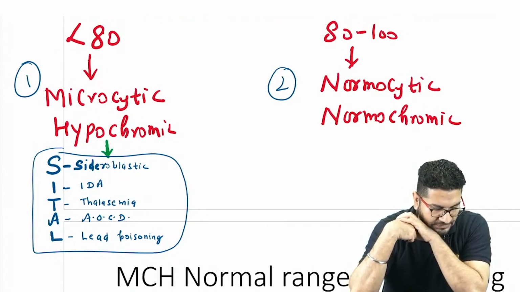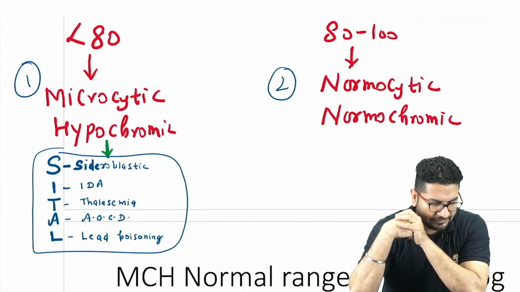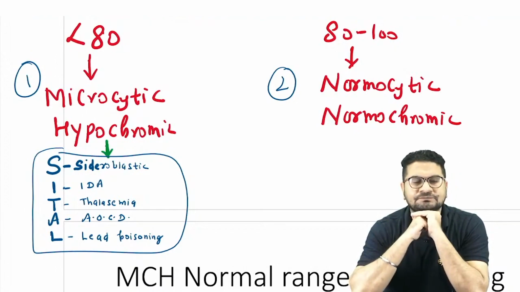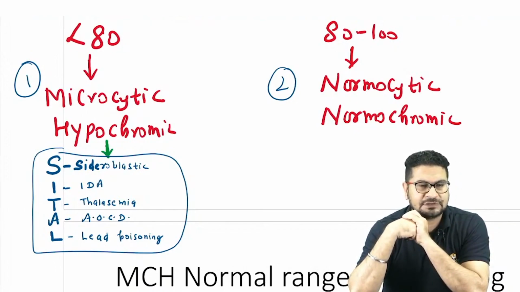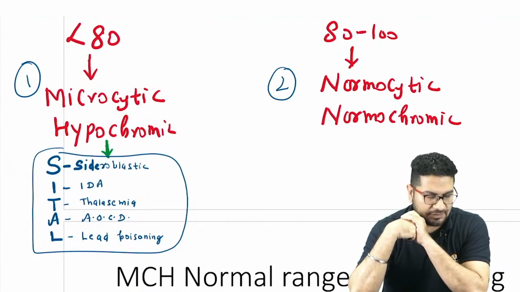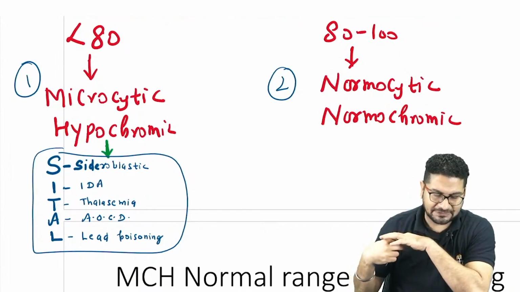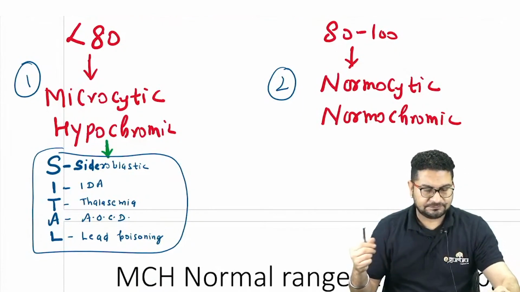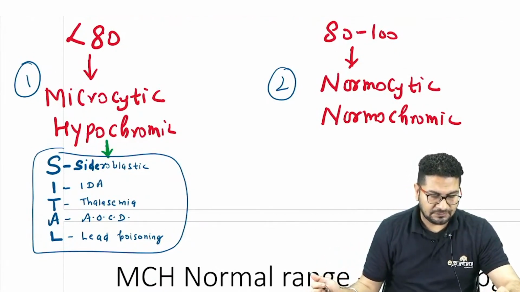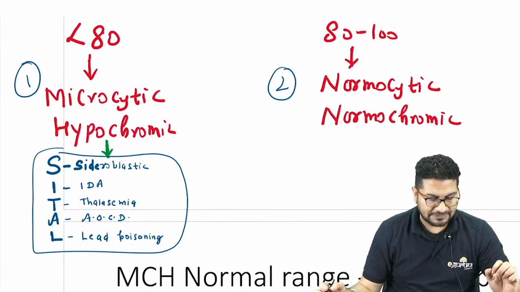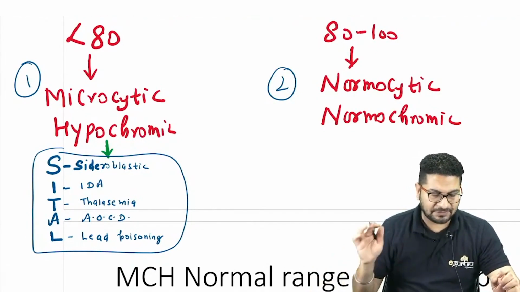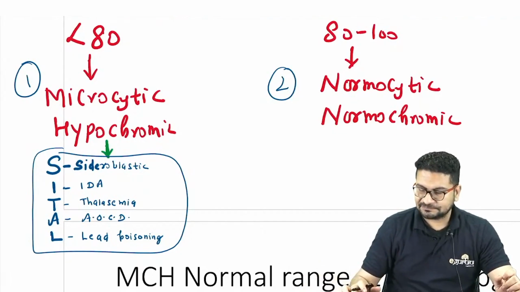Am I clear? Okay, Karthik, a question for you. Karthik, try to answer. If I ask you, a patient is having an MCV value of 102, is it microcytic hypochromic? The answer is no. Why? Because if it is microcytic hypochromic, it should be from this list. Am I clear? Okay.